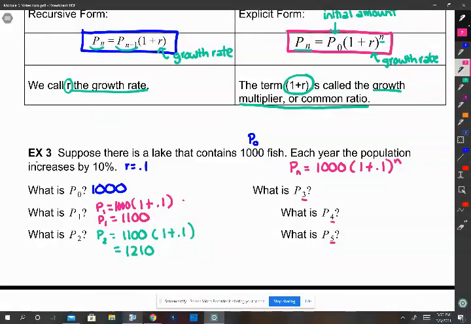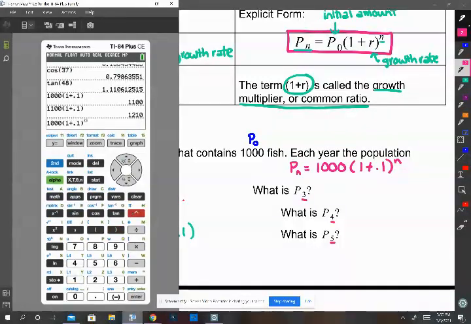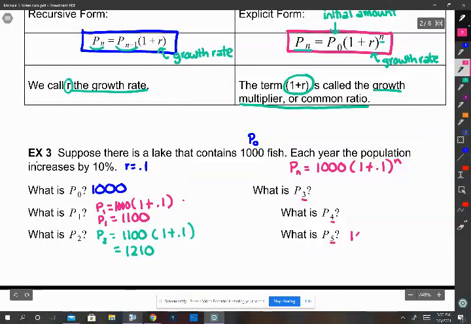If I wanted to know 5 right from the beginning, I could say 1,000 times 1 plus 0.1, raised to the 5th power. I don't have to know what happens in 3 and 4 in order to get it. So I know that this is going to be 1610.51 because I can just put it right in. Normally, if we're talking about fish, I would probably round this to 1611, but either way.